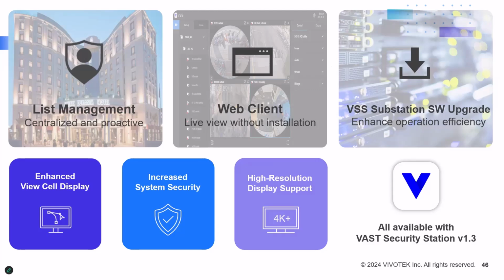And then some software improvements include enhanced view cell display for better image clarity, increased system security to protect sensitive data, and support for high resolution displays for sharper and more detailed visuals. So these updates collectively enhance the functionality, the security, and the ease of use of VAST Security Station, providing a more seamless and efficient user experience.